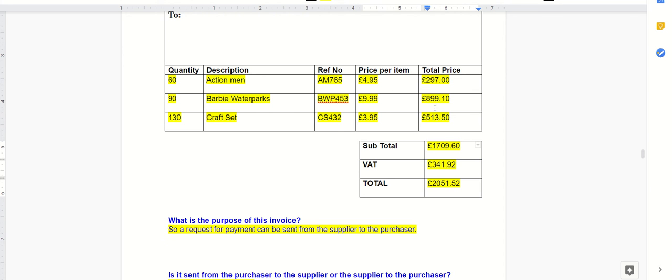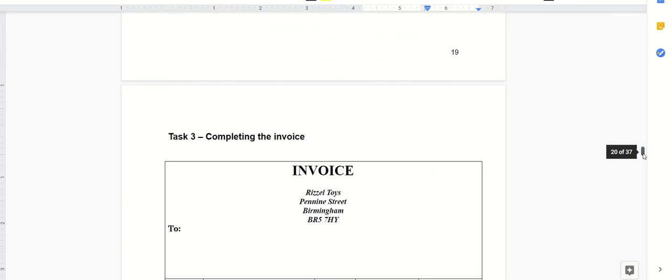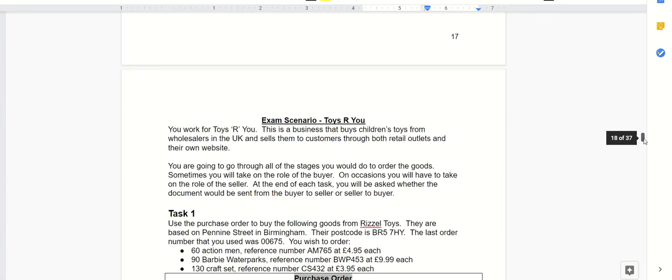We get a subtotal by adding all those together. We multiply the subtotal by 0.2, which gives us 20% of the subtotal, £341.92, and I've just demonstrated that a few minutes ago. And then we get the total, which is these two added together. Now, you might find it bizarre that it's almost the same thing. It is, but the invoice is different from the purchase order.